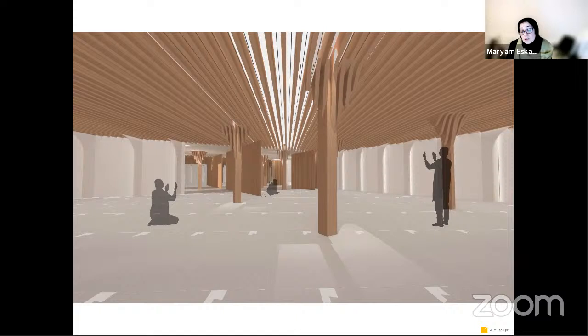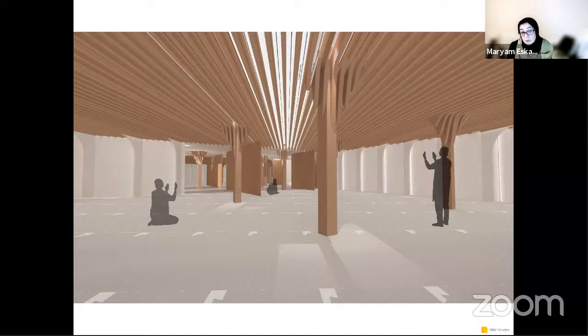And through the use of recyclable polyester nylon made from grocery bags, the carpets are now being designed so that they indicate, very subtly, the sajada that we pray on, the place that we put our head, and the direction of Mecca as well.